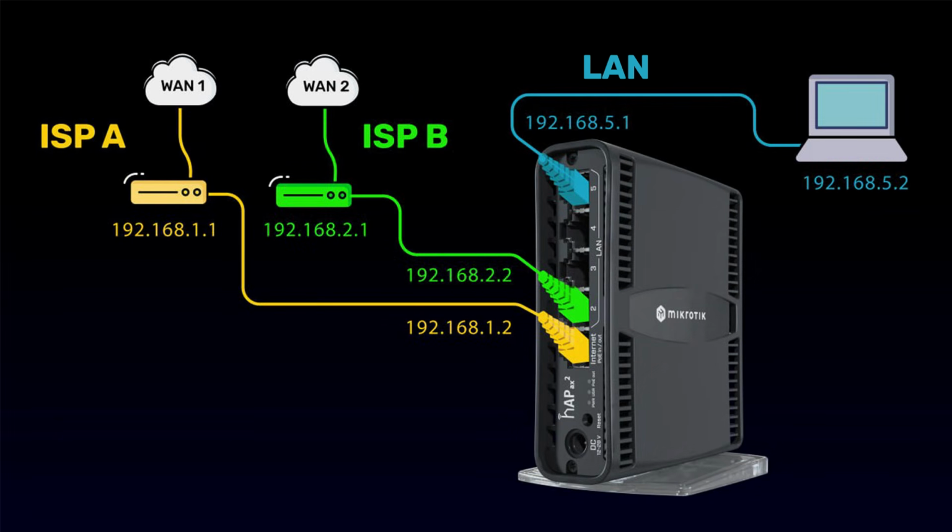For Provider A, 192.168.1.1, and the MikroTik port receiving that connection will have 192.168.1.2. For Provider B, it will have the IP address 192.168.2.1, and the MikroTik port receiving that connection will have 192.168.2.2.